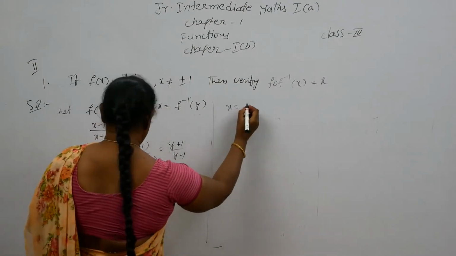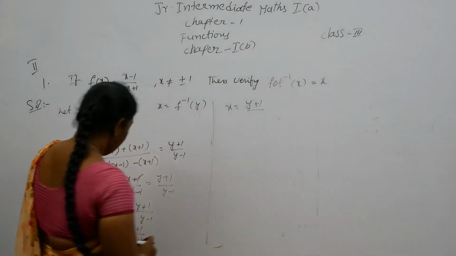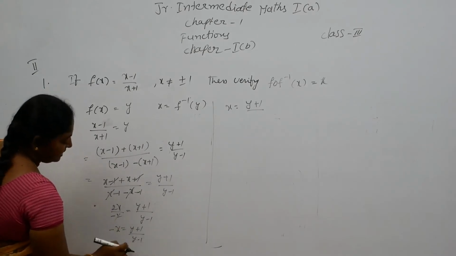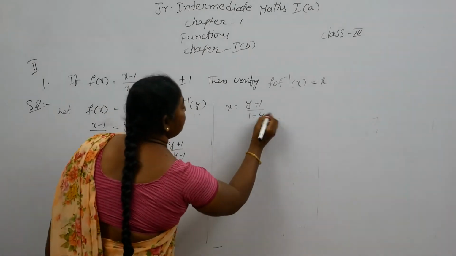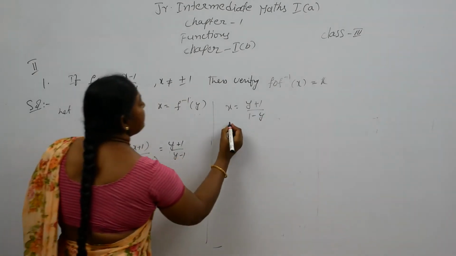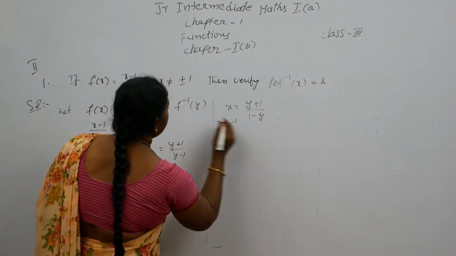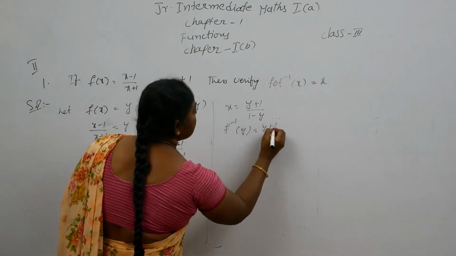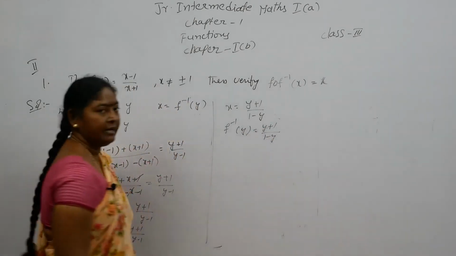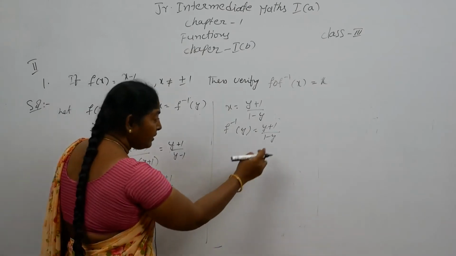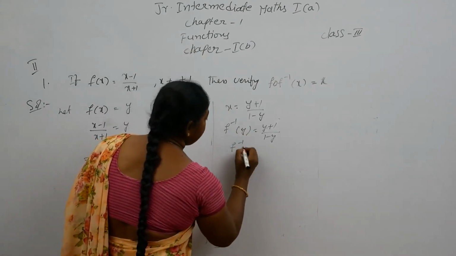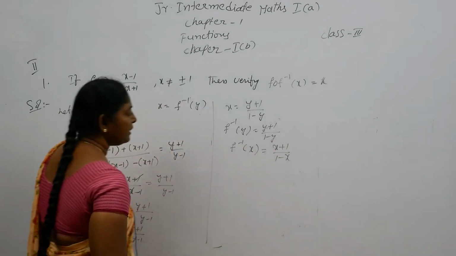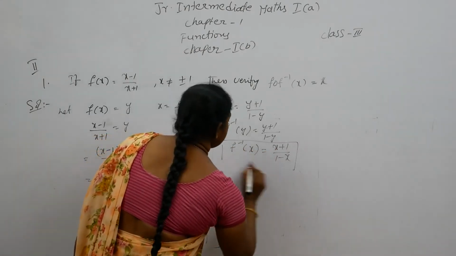So x equals y plus 1 by minus; taking the minus value changes it, so here it becomes 1 minus y. So f of x equals this one. So x equals f inverse of y. So f inverse of y equals y plus 1 by 1 minus y. So here, if we substitute the x value in place of the y value, f inverse of x equals x plus 1 by 1 minus x.